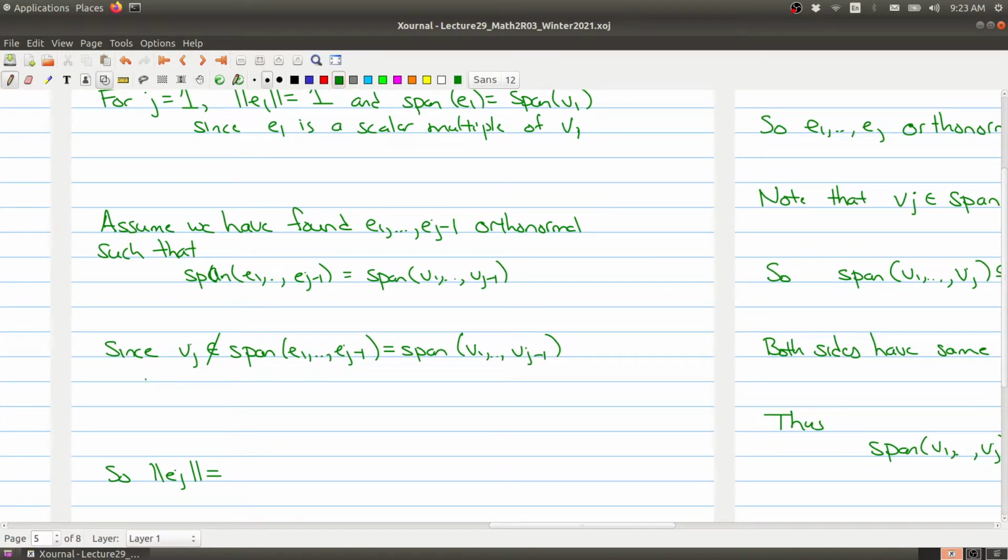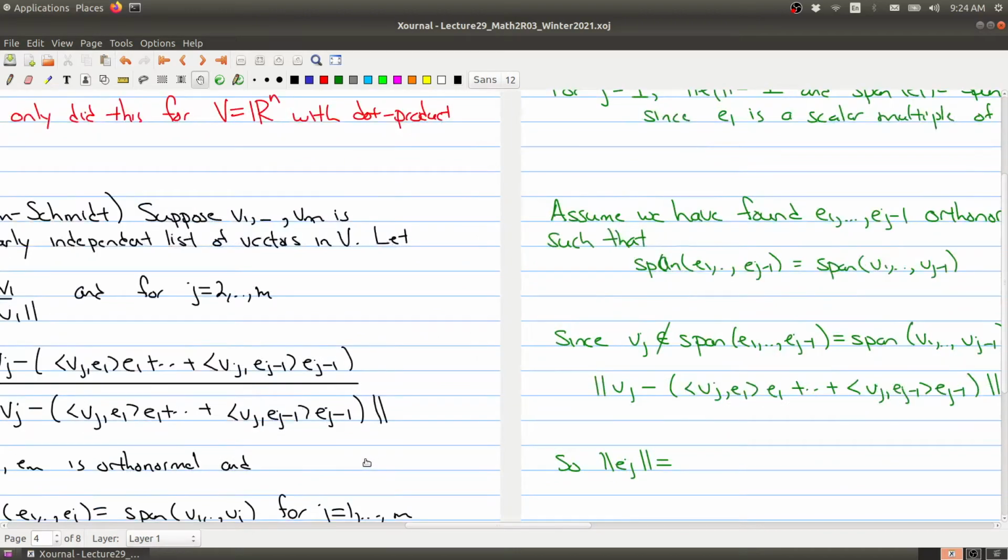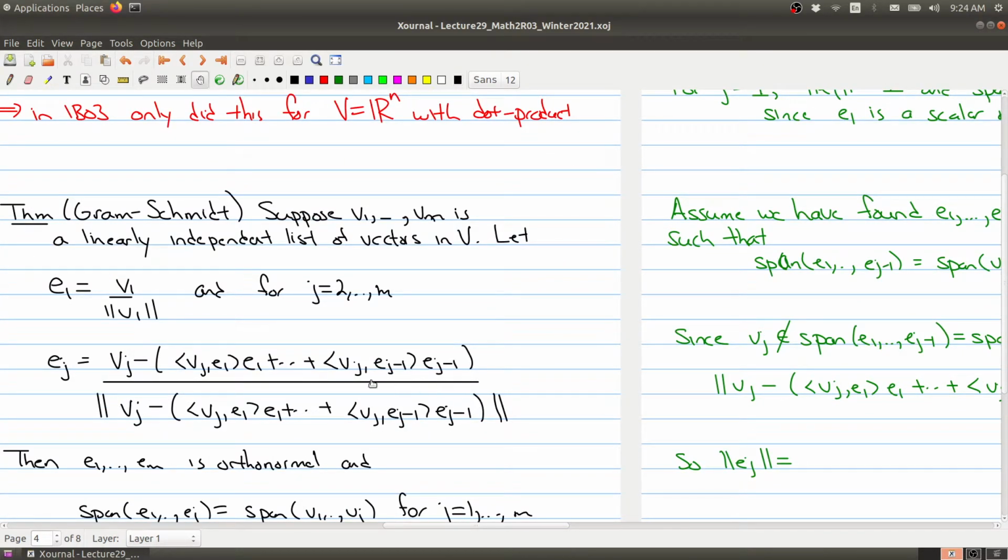Okay, so what we can do is take the norm of this vector right here, and this does not equal 0. Let me explain why. Suppose that it equaled 0, well that would mean that this vector would be equal to vj. But that would mean that vj is a linear combination of e1 to e(j minus 1), which is not allowed. So this thing doesn't equal 0, and this is the denominator of ej. What we're checking is that we're not accidentally dividing by 0 here.